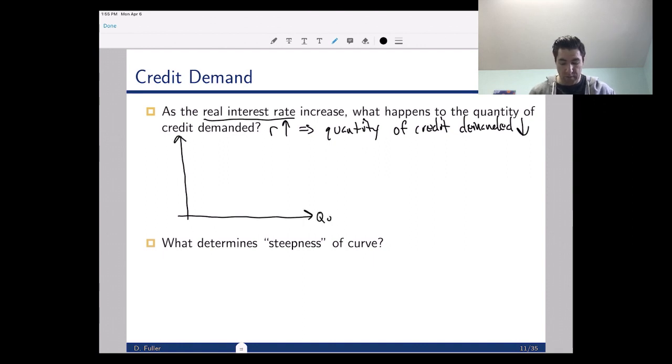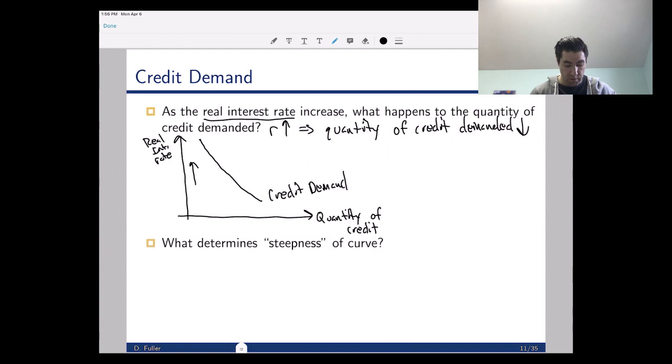So I'm going to put the quantity of credit on the horizontal axis and the real interest rate R on the vertical axis. And the credit demand curve, given this intuition, should be a downward sloping curve. That's credit demand. As the interest rate goes up, the quantity of credit that I'm demanding is decreasing. All right, that makes pretty good sense. Pretty standard demand curve. The interest rate is the price of the good I'm buying, credit in this case.